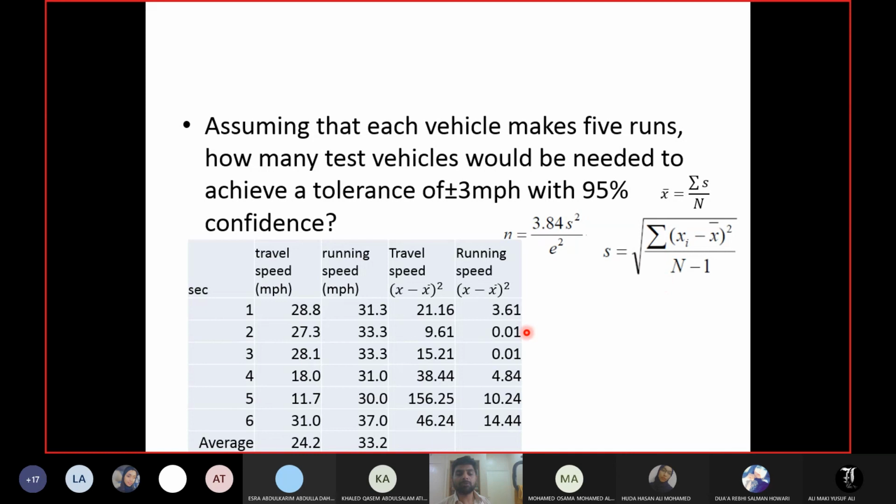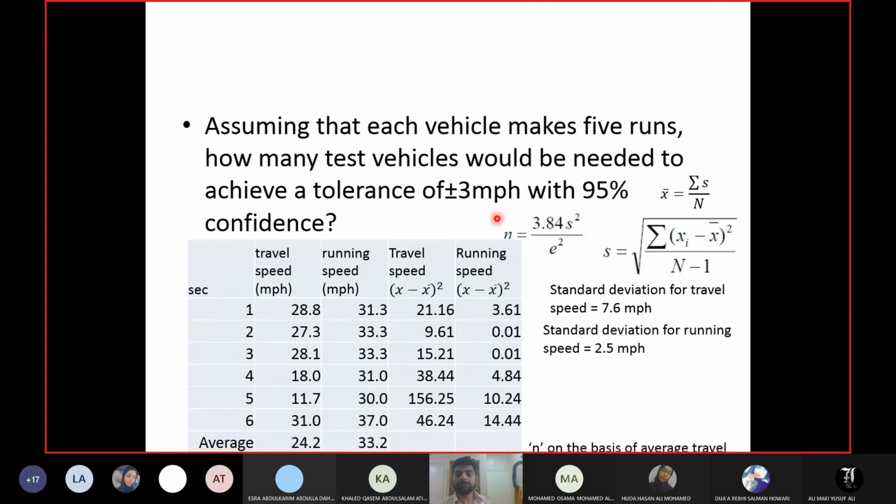How many values do we have? 1, 2, 3, 4, 5, 6. So we have 6 values, n will be 6. Okay, both of them are the same. So capital N is the same, this will be different. Okay, so the standard deviation for travel speed is 7.6 miles per hour. Standard deviation for running speed is 2.5 miles per hour. You put these two values in the equation here. E will remain 3 for both cases.